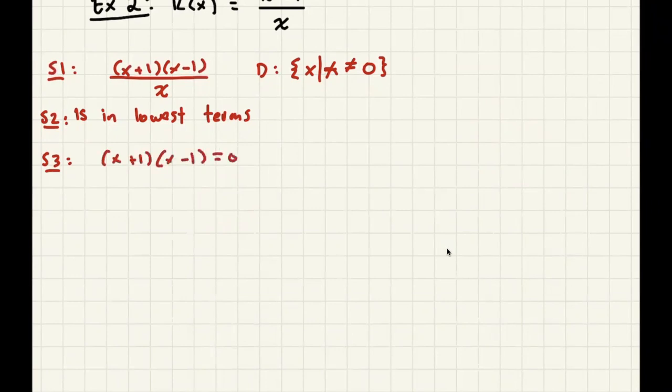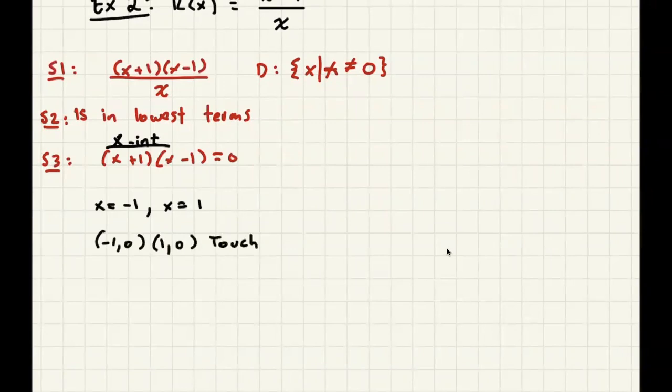This is our x-intercept, right? So that's when x equals -1, x equals +1. That's when we have our x-intercepts. So -1 comma 0, 1 comma 0, and it touches, right? So for our y-intercept, what happens when x equals 0?